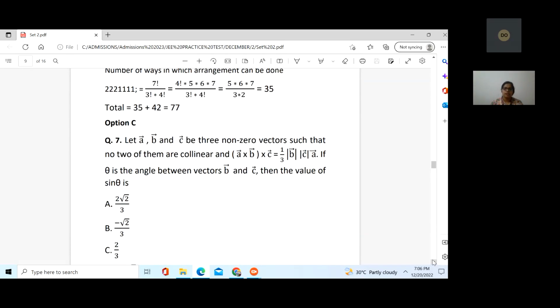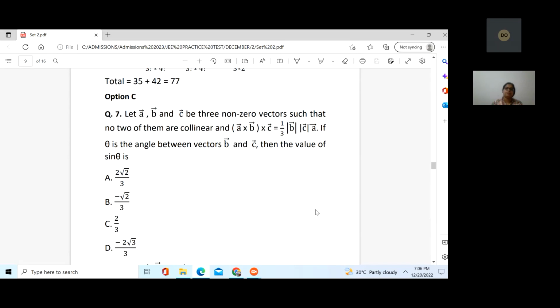Yes. So this is the next question. Let vector A, vector B and vector C be 3 non-zero vectors such that no 2 of them are collinear. A cross B cross C is equal to 1 by 3 mod of B, C and vector A. If theta is the angle between vectors B and C, then we need to find the value of sine theta here.